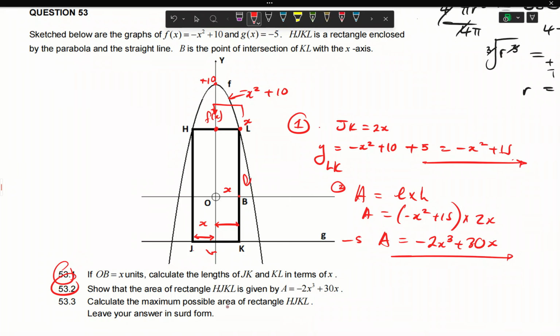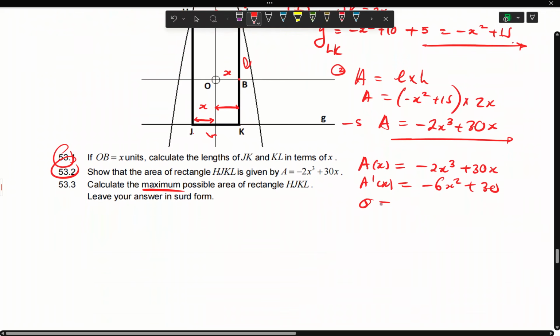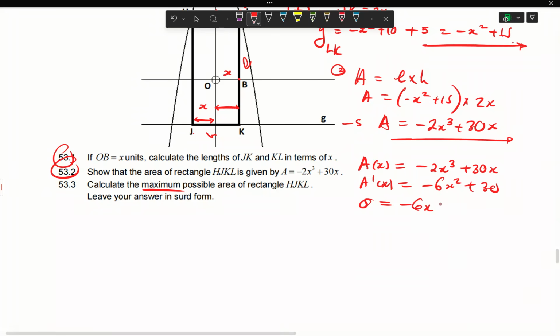Now calculate the maximum possible area of a rectangle. Remember, whenever you hear maximum, take the first derivative. Your function, the area, is a function of x, meaning x is your independent variable. So take the first derivative: -6x² plus 30, and then you equate to 0. You don't just equate to 0, you have to know why: at the stationary point, the gradient is 0.